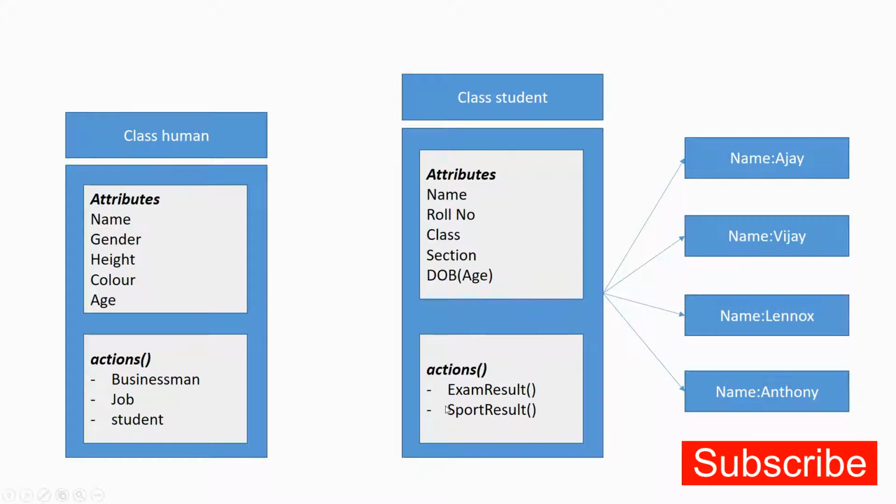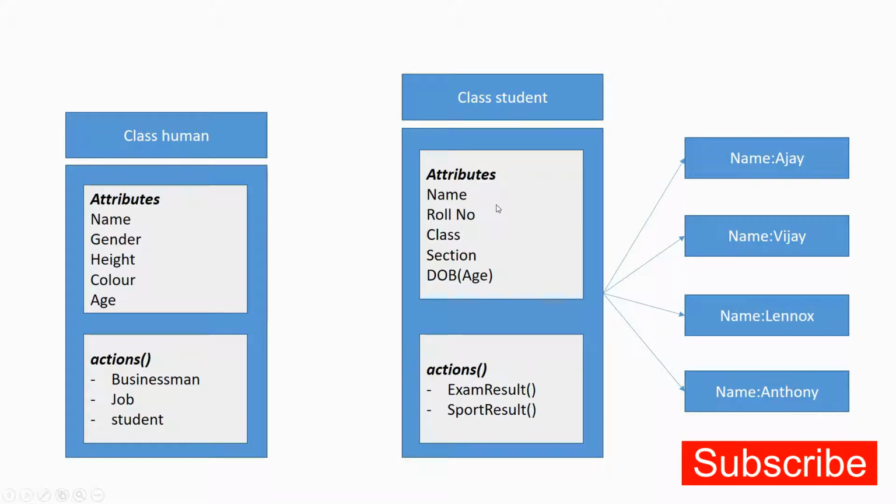And what are the actions a student can perform? The student is going to give their exams, and once they give their exams they're going to have their results, right? And how many marks they have scored in a particular subject. So that everything comes under the action. Then how the student is performing in sports, even that result we can produce, right? So these all things come under action.